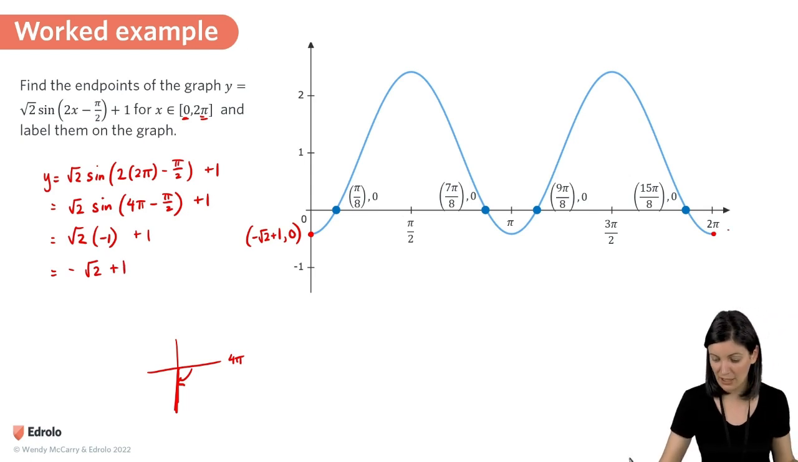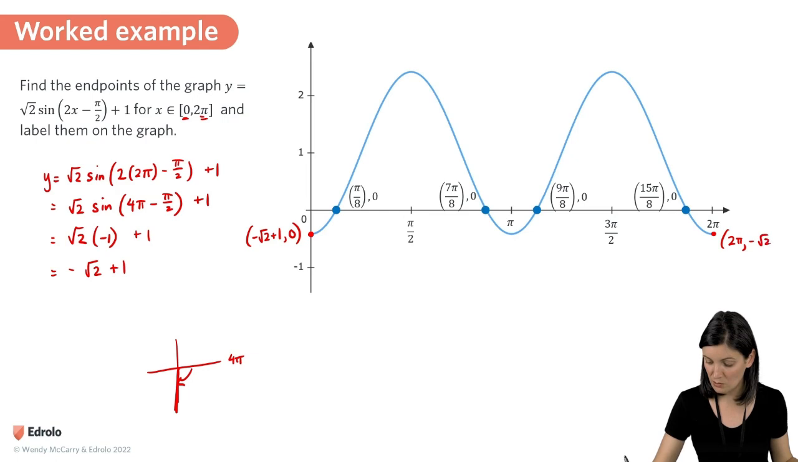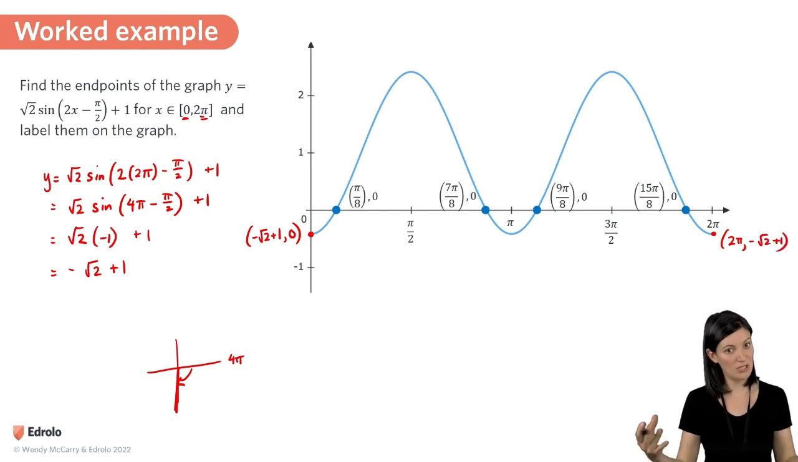All right, so this endpoint here we would label as (2 pi, negative root 2 plus 1). Okay, and we're done. We have a fully labeled graph.